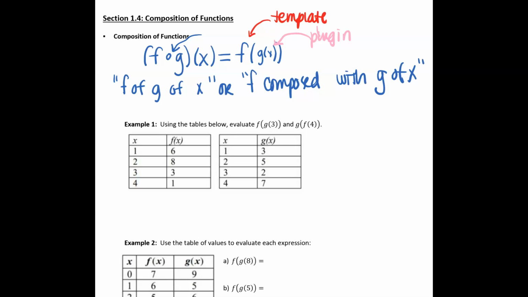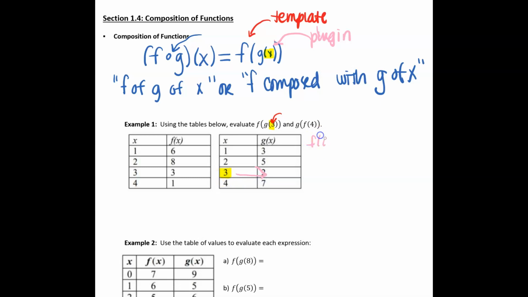In example 1, it says, using the tables below, evaluate f of g of 3 and g of f of 4. So we're going to have to do two different situations. You can see those letters have been switched. Just like order of operations, we're going to start with the inside and work our way out. So you can see this was g of x, and they have a 3 right here. So we're going to first go to our table that has g of x, and look at the 3 value on x. This leads us to the value of 2.